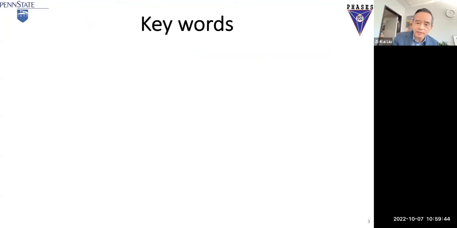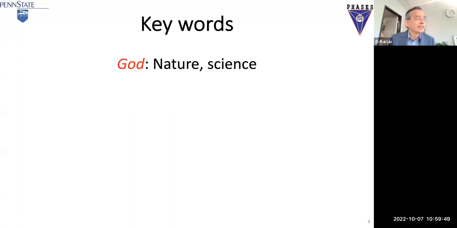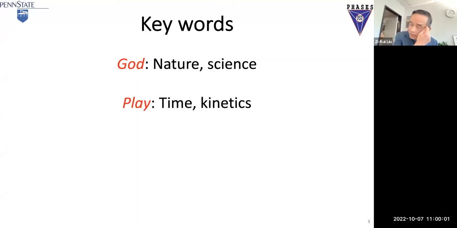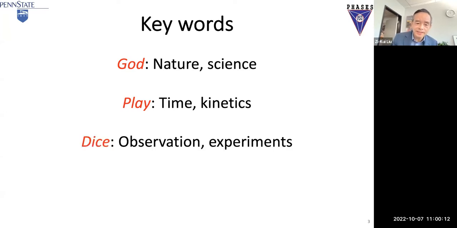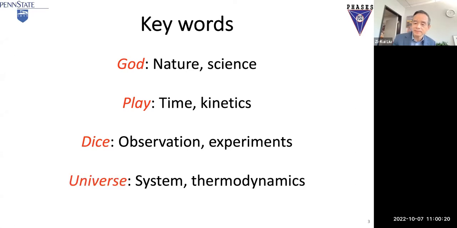So if you look at this quote by Einstein, God does not play dice, what does it mean? It has a few keywords. One is God. Whether God exists or not is for debating, but we know it's nature, about science from our point of view. And play is when you play something, you need to have time, you need to have kinetics. Everything happens, you must have a barrier, so have kinetics. And dice is what you see, the observation, the experiments. That is the outcome of our observations. The universe is basically a system which you study. So it's thermodynamics, because thermodynamics defines the system.